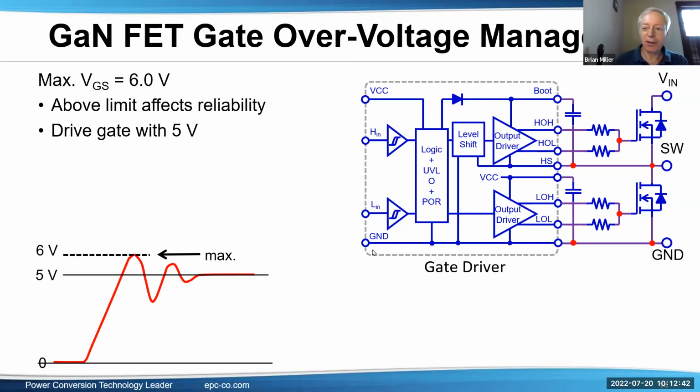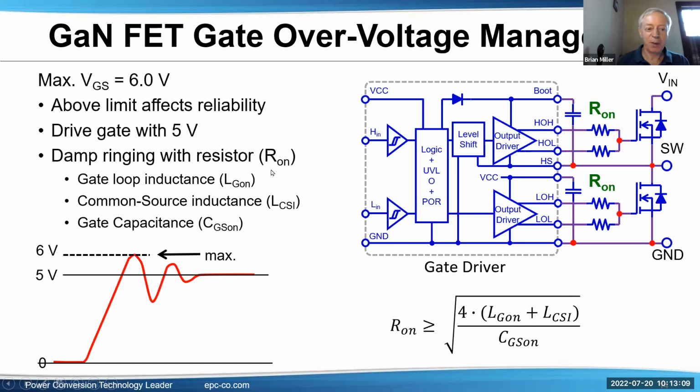Okay, next, how to make sure it doesn't ring too much. The maximum voltage is 6 volts rated for EPC's GaN FETs. You don't really want to go above that limit because they can affect long-term reliability. So here's a graph in the oscillogram showing a possibility of ringing up to 6 volts and down and up and so forth.